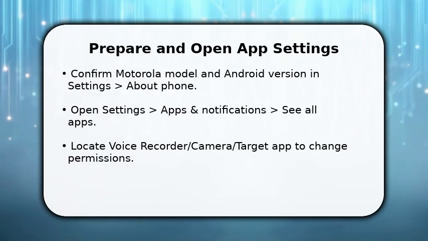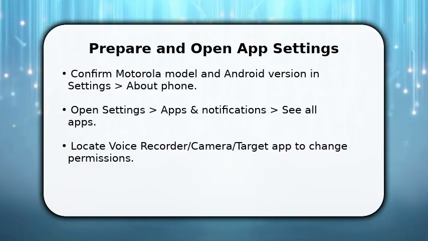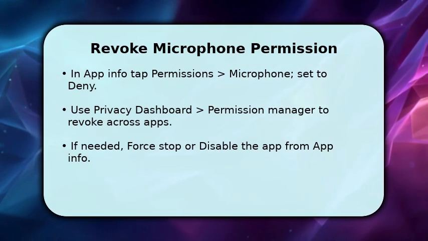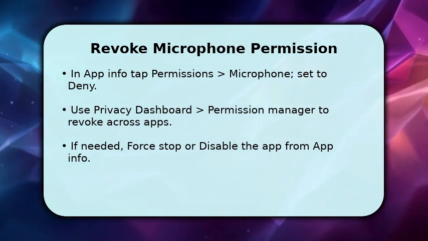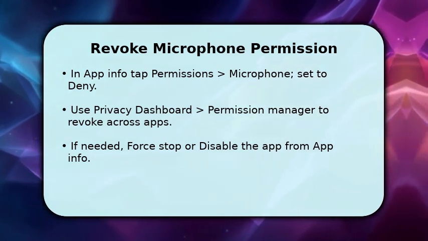Make sure to proceed now to the permission controls to block microphone access. Now focus on the how. In App Info, tap Permissions and choose Microphone, then set it to Deny. That stops that app from receiving audio.